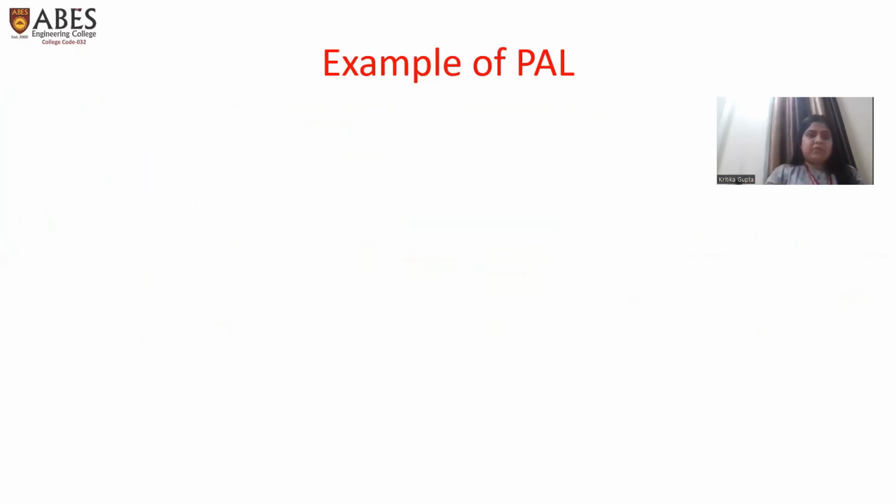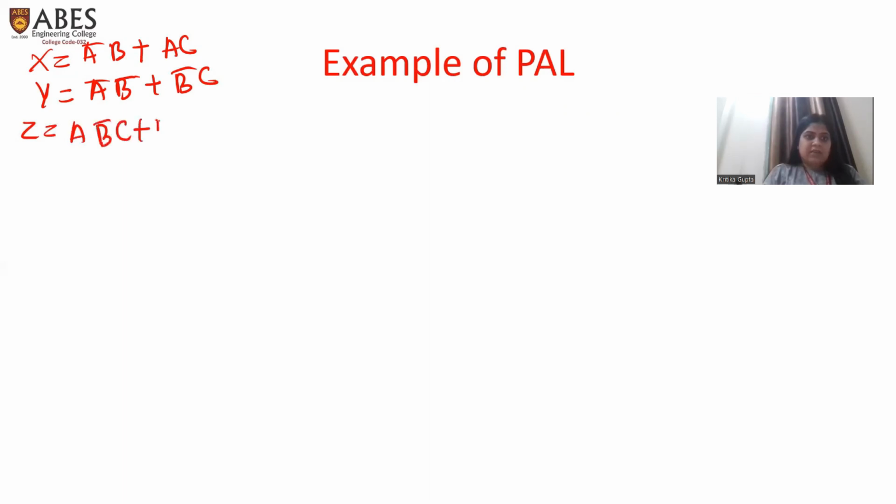Now our last step, the third, is to design the circuit according to our equation. We write the equation. I'm writing the equation. X equals A bar B plus AC, Y equals A bar B bar plus B bar C, Z equals A B bar C plus A bar B plus A bar C bar. I'm getting A bar B.